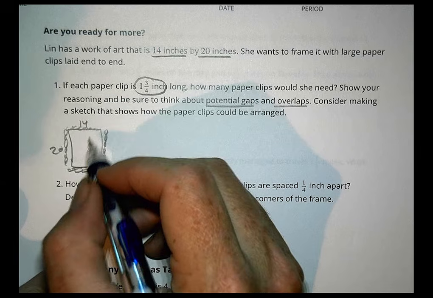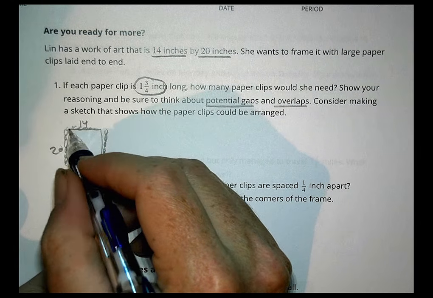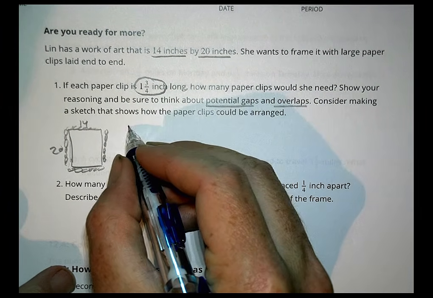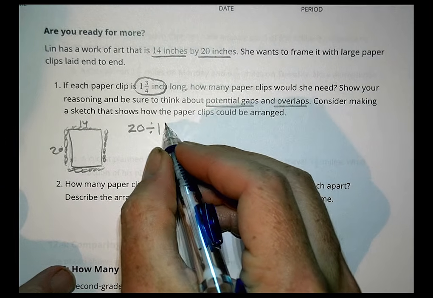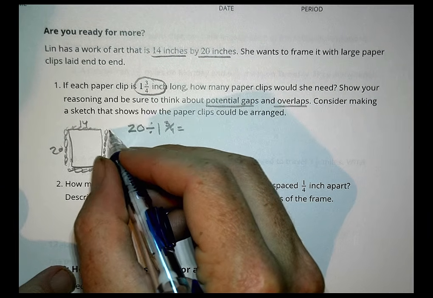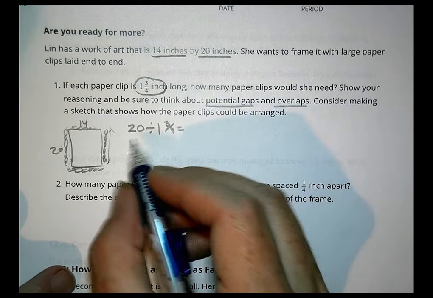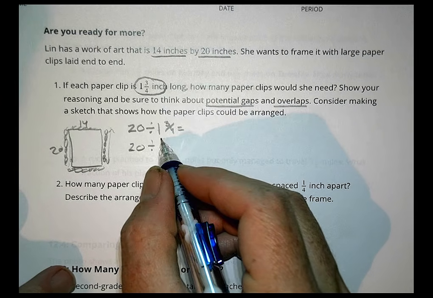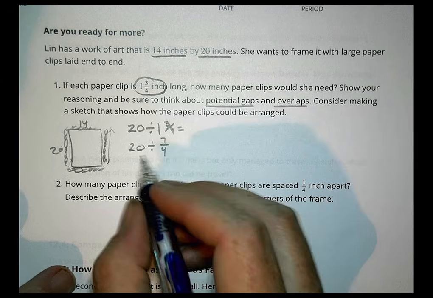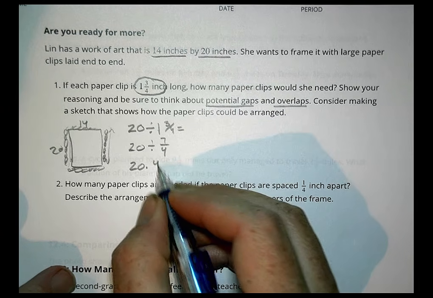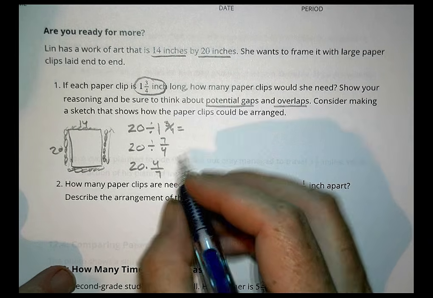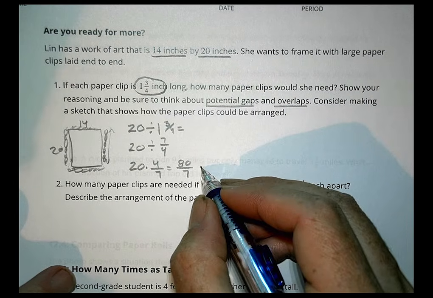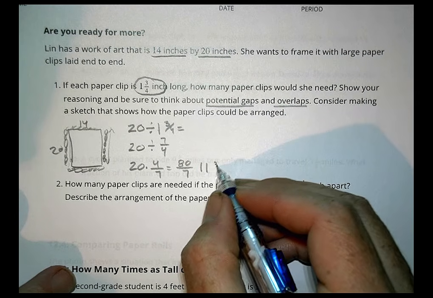So here we go. First of all, we know that there are 20 inches here, and a paper clip is 1 3/4 inches long, right? So to find out how many are going to be there, I'm going to do 20 divided by 1 3/4 of an inch to see how many paper clips I can get on this long side. In doing that, I know that 4 times 1 is 4, plus 3 is 7. So 20 divided by 7/4. And when I multiply by the reciprocal, we end up with 80 divided by 7, or 80 over 7. And 7 goes into 80 11 times, and that's 77 with 3 remaining.